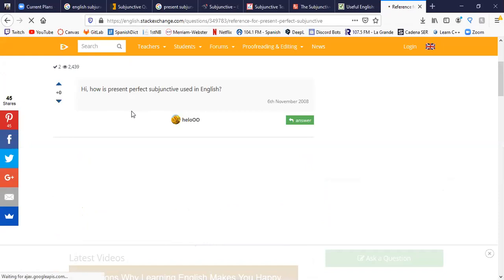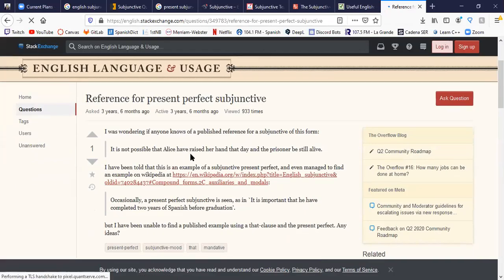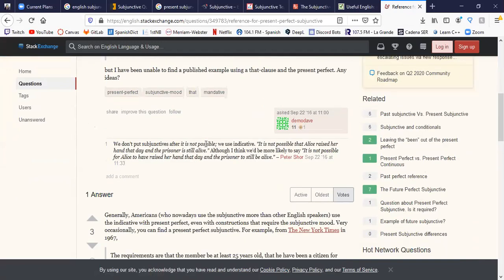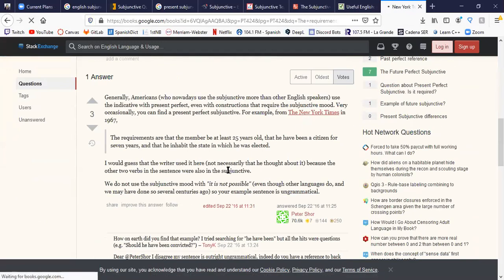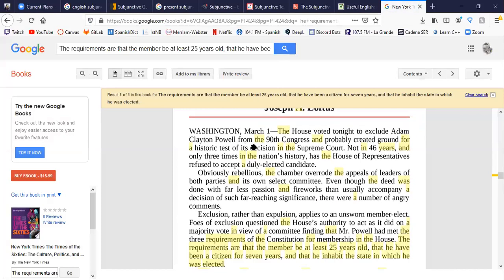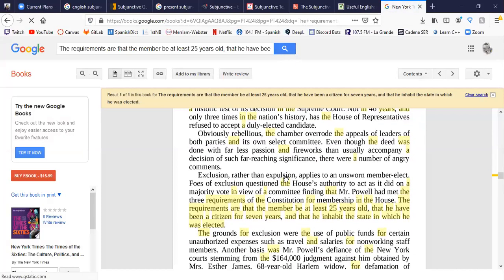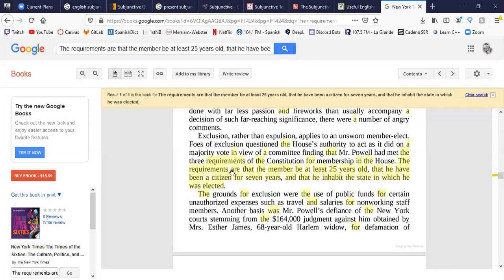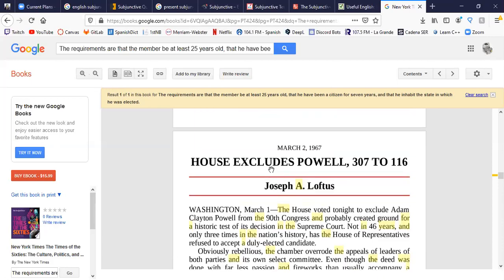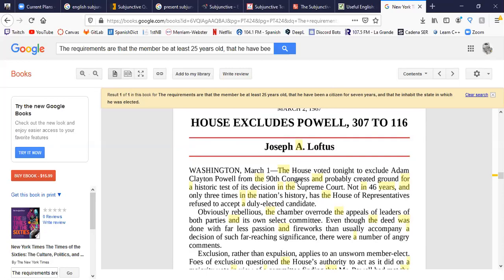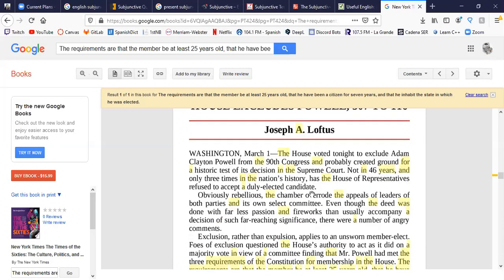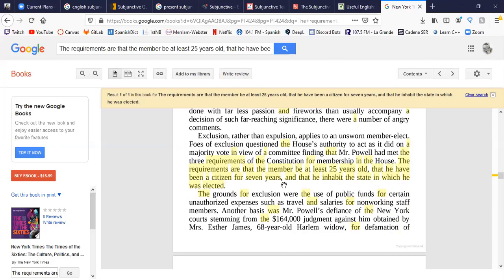Okay, all right, here it is. So here's an example for the present perfect subjunctive. The requirements are that the member be at least 25 years old, that he have been, not be, have been a citizen for 7 years, and that he inhabit the state in which he was elected. So this was from a paper, the New York Times, I believe, 1967. So back then, people actually did use that form. But again, no one says that nowadays.